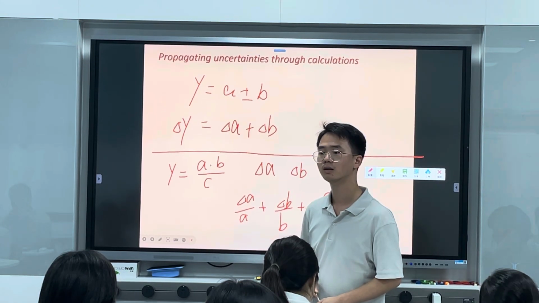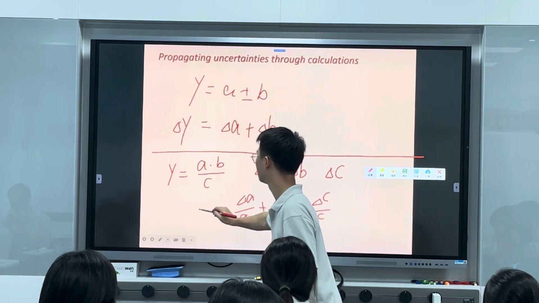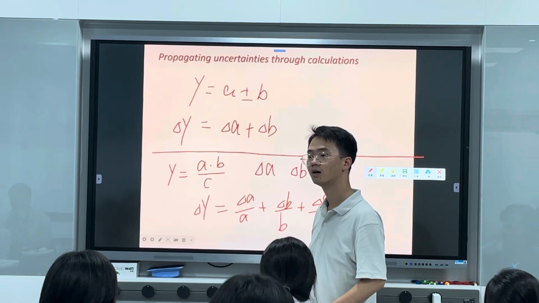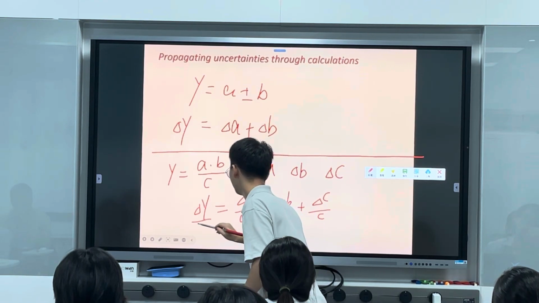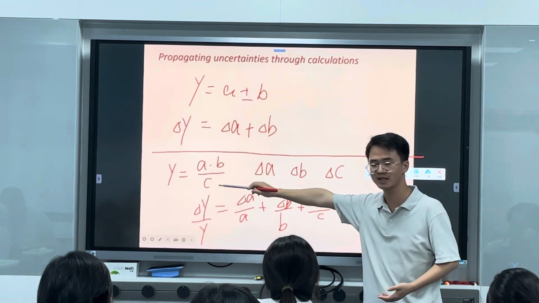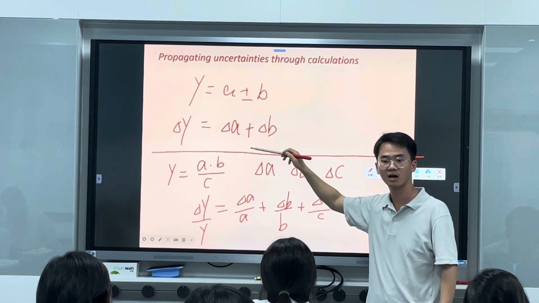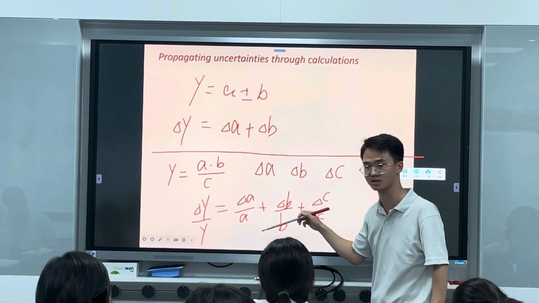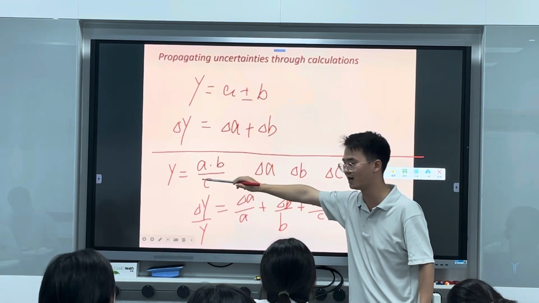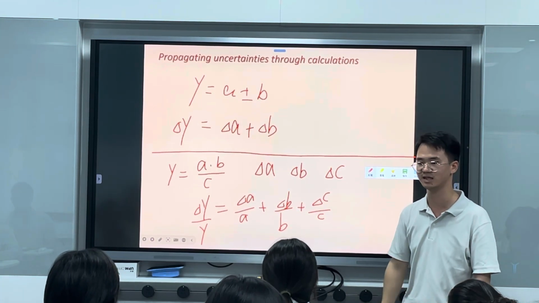And? So delta y equal to all those things added together over y. Over y. Very good. The fractional uncertainty. So the key is, for multiplication and division, we do not directly add their absolute uncertainty. We add their fractional uncertainty. So the fractional uncertainty of y equal to the fractional uncertainty of A plus the fractional uncertainty of B plus the fractional uncertainty of C.